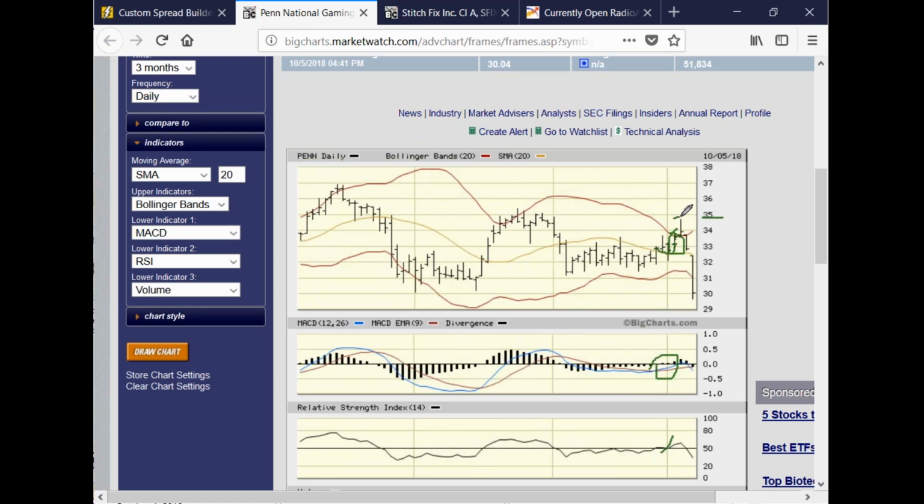The next day I looked like a genius and it almost reached 35. And then it gave back and it's right back to where it was. And today, boom, it's down 10%. So that's what I'm in.